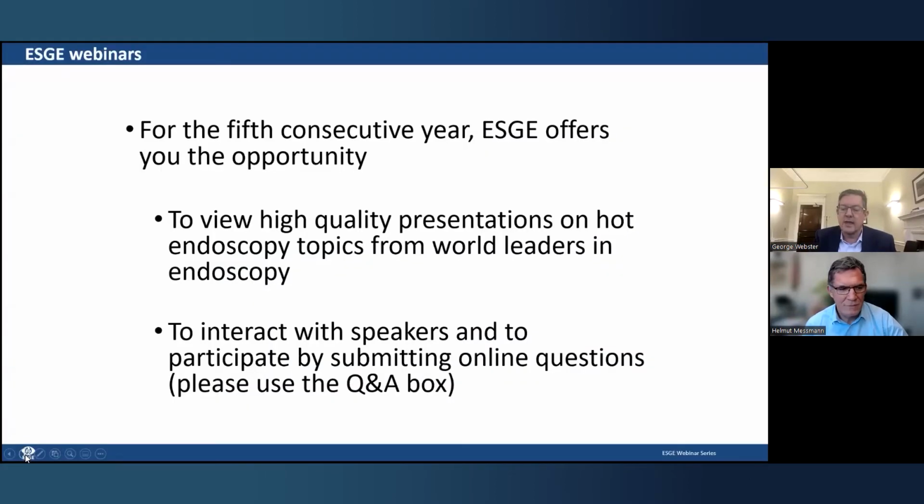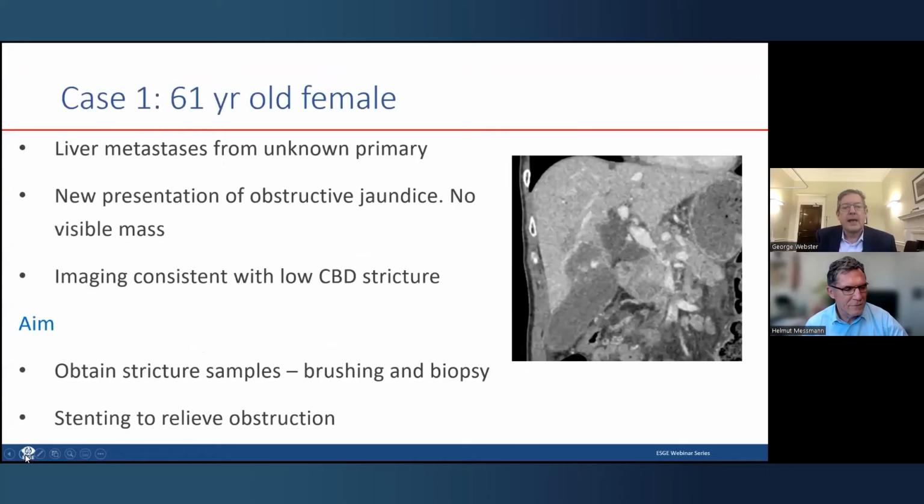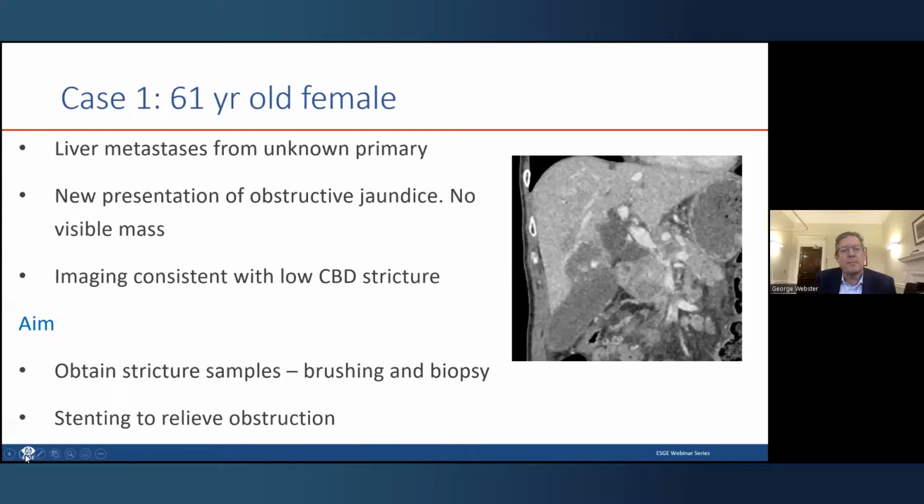So we're actually going to start with the first case. This is a 61-year-old woman who unfortunately has liver metastases. At presentation she had an unknown primary, but in fact had obstructive jaundice with no visible mass, but with imaging consistent with a low bile duct stricture. The aim here at ERCP was to relieve her biliary obstruction, but also to obtain tissue for analysis. The case is being performed by one of our fellows, Simon Philpotts. So let's go straight to the case.